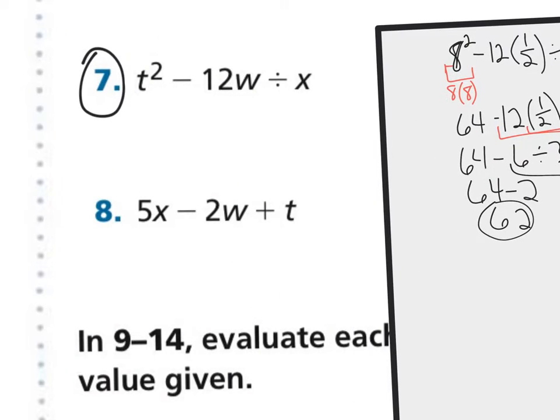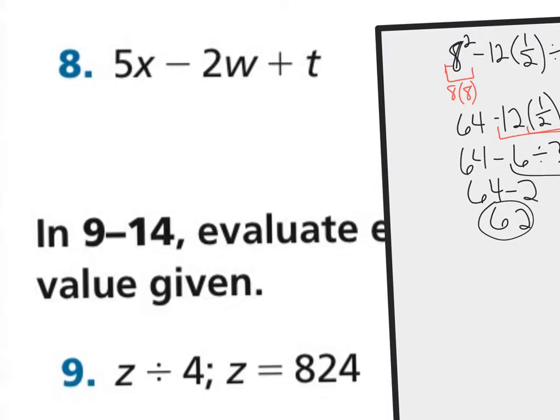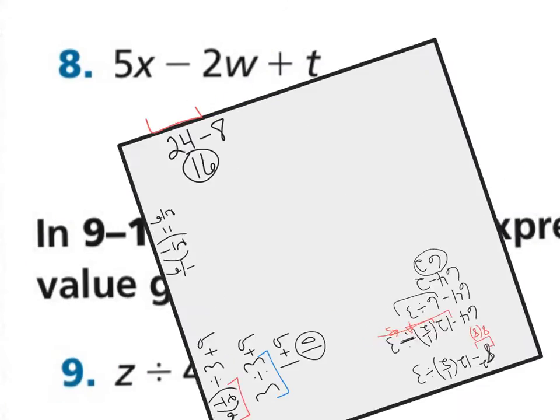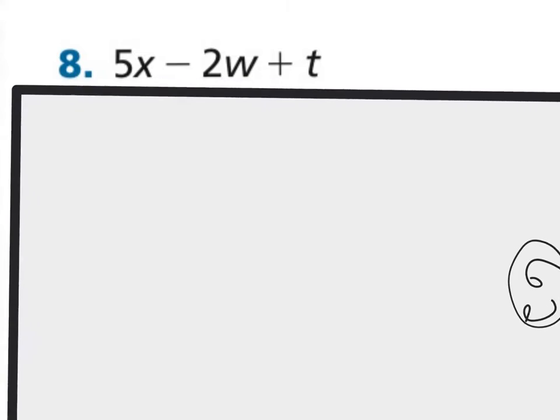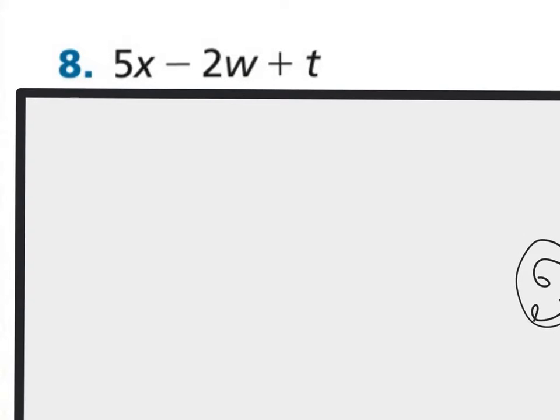Number 8. Basically the same idea on 8. You can work that out. You should end up getting 22 on number 8. Multiplication first before you do subtraction or addition.